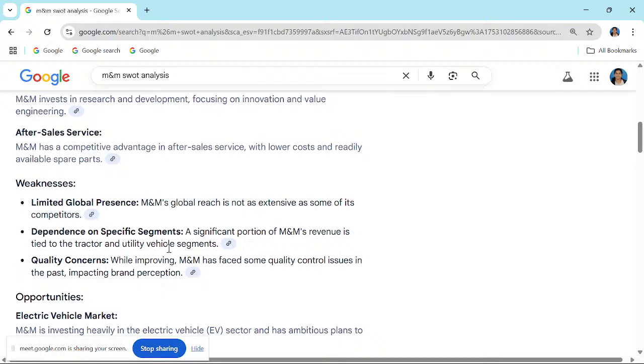Dependence on specific segments. So probably Tata and others, Kia and all, are now entering this industry. If you talk about seven-seaters and SUVs, immediately it will go to Toyota. So obviously they are taking over the customer space, but Mahindra is still second. And quality concern: it faced some quality control issues in the past impacting the brand. So probably have a look at this. What was the earlier one? Because that is an image failure for them.